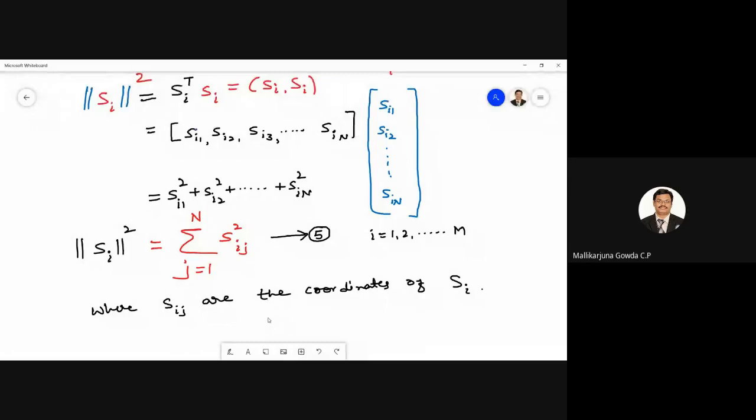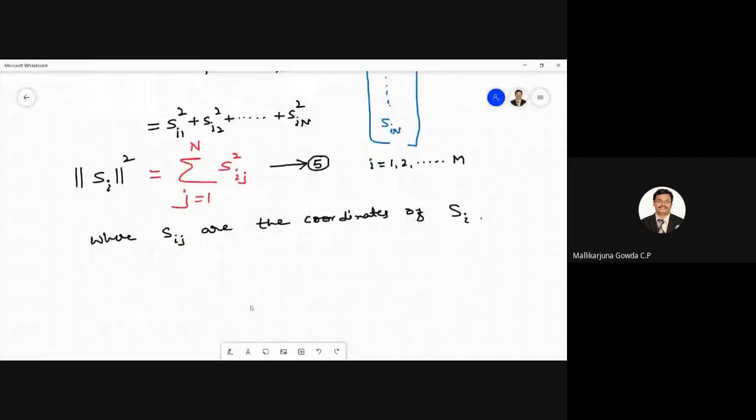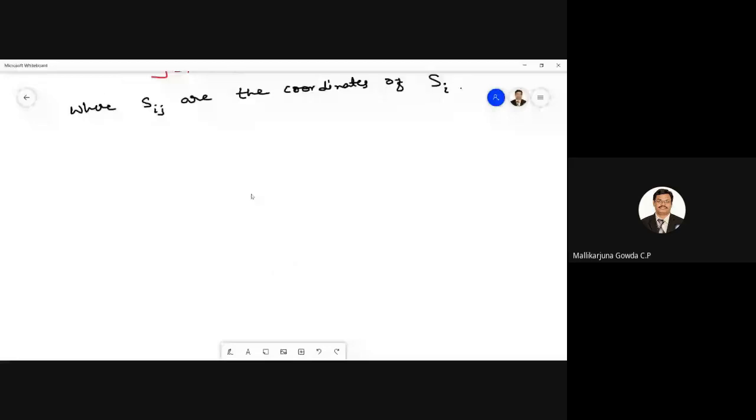Now I am interested in knowing the angle between two vectors. If I consider Si and Sk as two signal vectors, how do I find the angle between those two vectors, and how is that angle related to the signal? We need to understand these things, which will be helpful in the further coming modules. This is all mathematical background that I am doing now. Can any one of you say how we find the angle between two vectors?